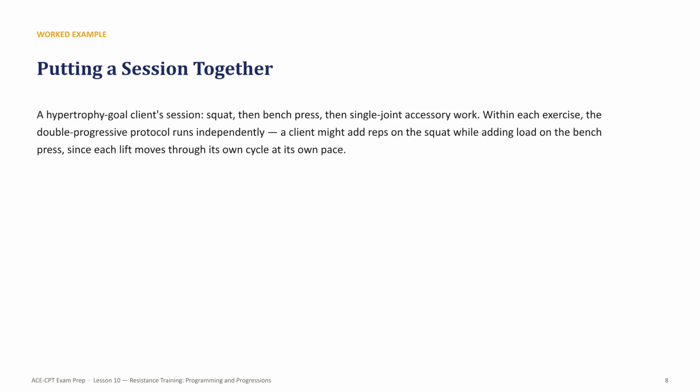Now, here's an important detail. Within each exercise, the double progressive protocol runs independently. That means this client might be adding reps on the squat this week while adding load on the bench press at the very same time, because each lift moves through its own progression cycle at its own pace. One exercise isn't waiting on another. Progression is tracked per lift, not for the whole workout as a single unit.